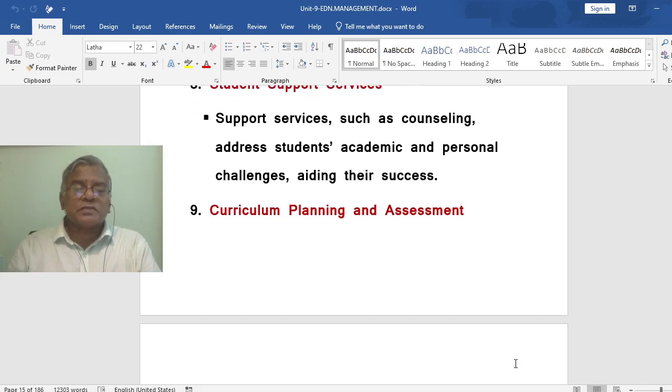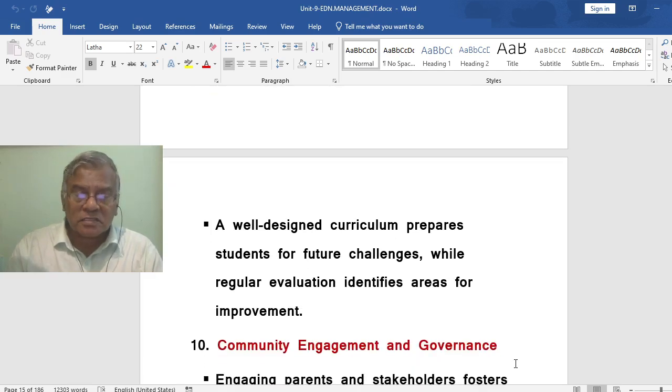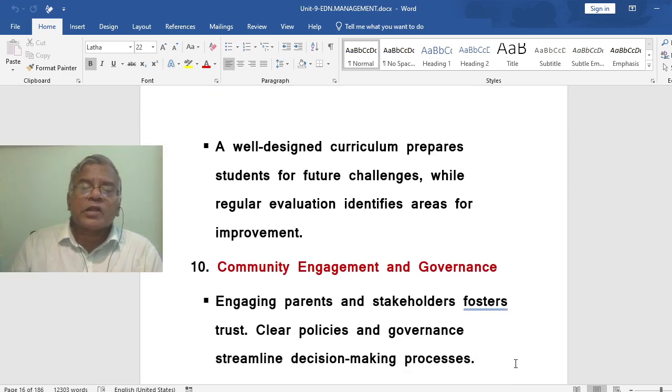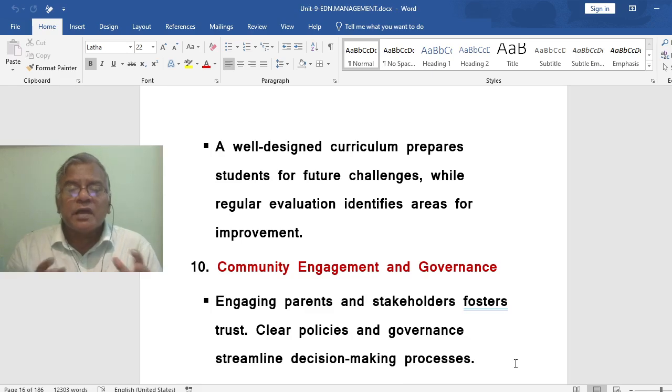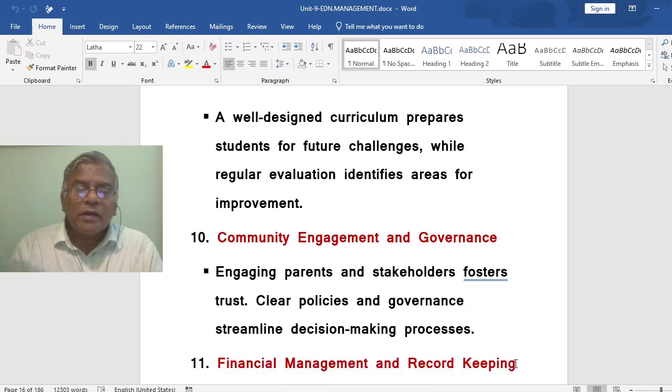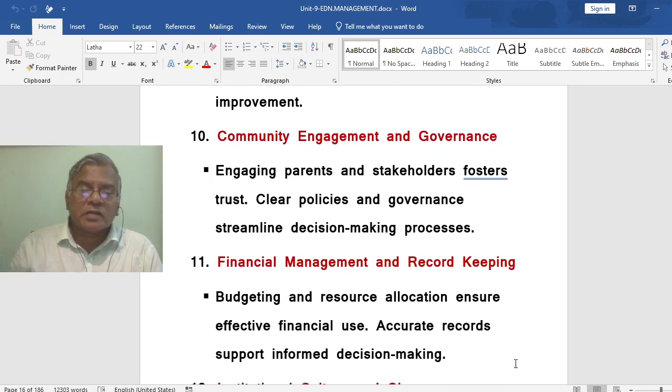Student support services. Curriculum planning and assessment. A well-designed curriculum prepares students for future challenges, while regular evaluation identifies areas for improvement. Then community engagement and governance.